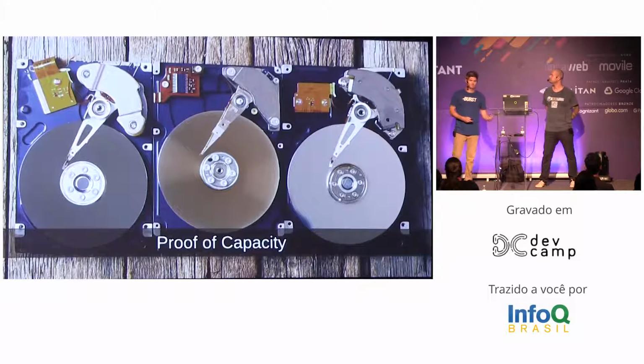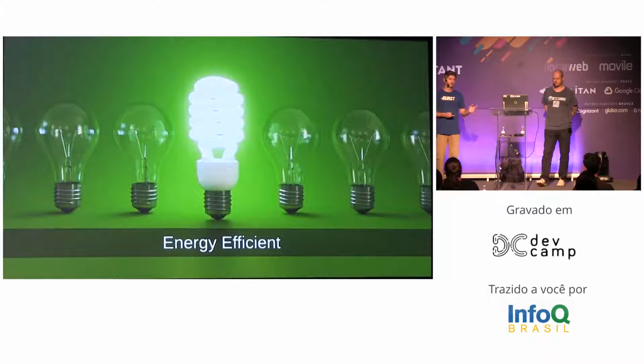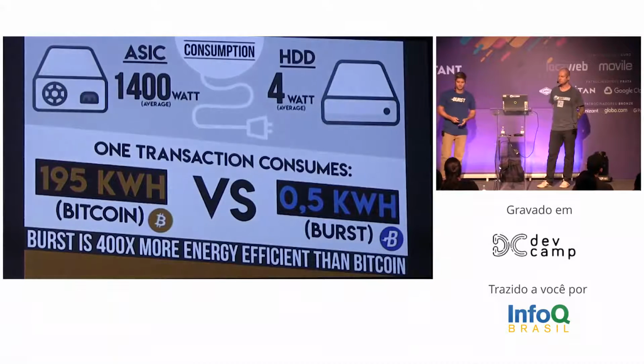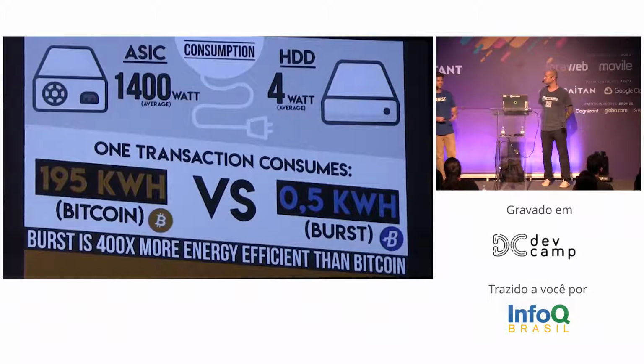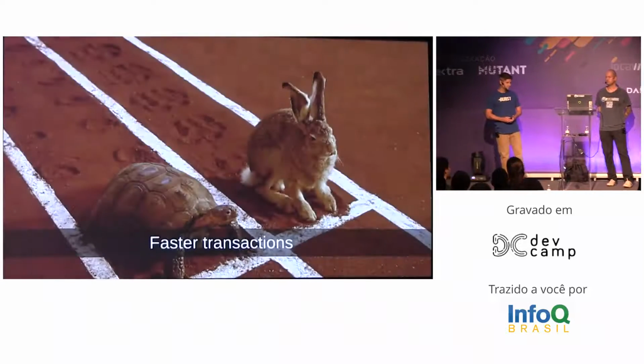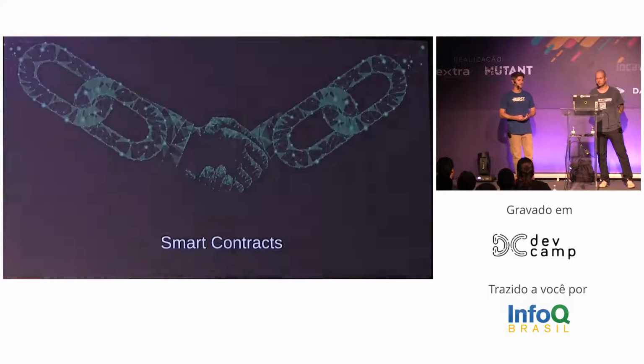Burstcoin uses a consensus protocol called proof of capacity, which is essentially pre-computed nonces or hashes that are stored on the hard drive and then just retrieved later during mining. This results in an incredible gain in energy efficiency compared to Bitcoin. These are some outdated numbers, but it just gives you a sense of the disparity in efficiency in Bitcoin versus Burst. Burstcoin also has faster transactions due to a faster block time.